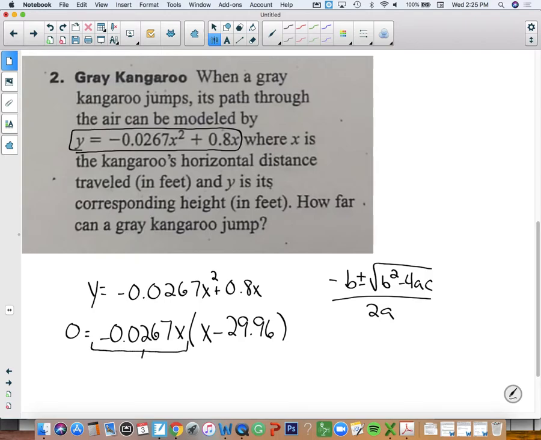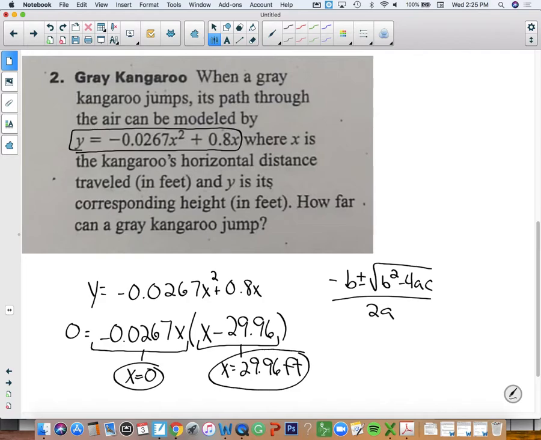So whenever you have a variable in front, we get a 0, and then this one, you're just going to think opposite the parentheses, or again, zero product property. Set it equal to 0 and solve. We get x equals 29.96, and our answer is in feet here.